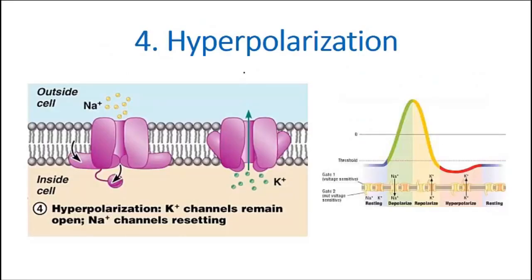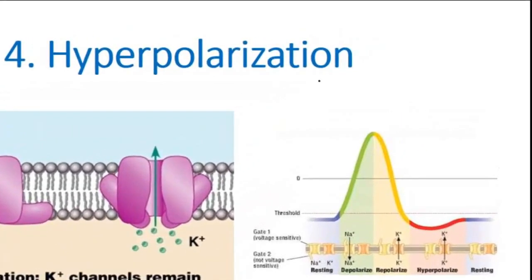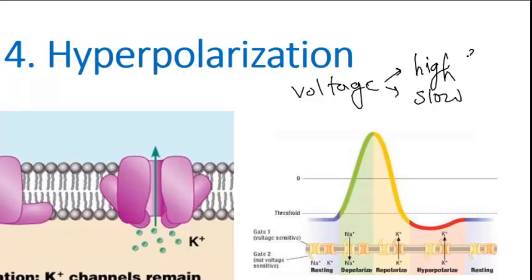Step number 4 is known as hyperpolarization. In many neurons, the slow voltage gated potassium channels remain open after the cell has repolarized. There are two types of voltage gated channels: fast voltage gated and slow voltage gated. Fast voltage gated channels open and close in response to voltage very fast, while slow voltage gated channels open and close very slowly, so it takes more time for them to close. So they remain open for a long time.